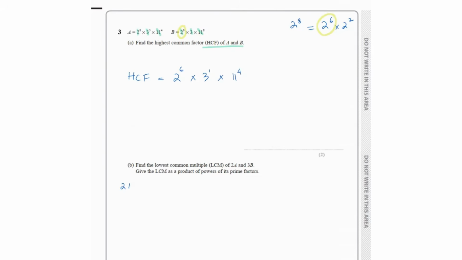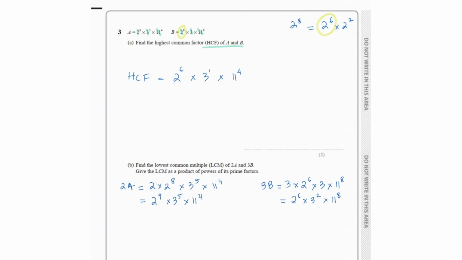Then find the lowest common multiple of 2A and 3B. So 2A is going to be twice of A. So 2 times 2 to the power of 8 times 3 to the power of 5 times 11 to the power of 4. So we combine the 2, so that's 2 to the power of 9, and everything else remains as it is. 3B is 3 times 2 to the power of 6, 3 and 11 to the power of 8. So combine the 3's now. So that's 3 squared, and everything is as it is.